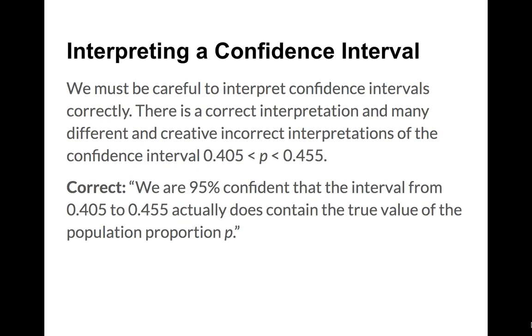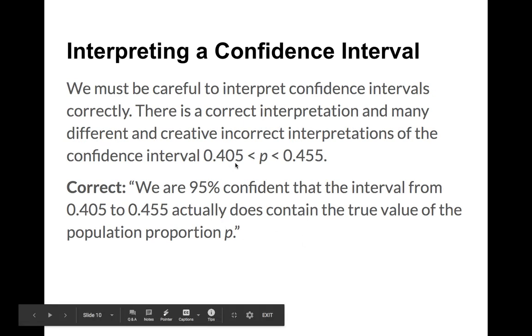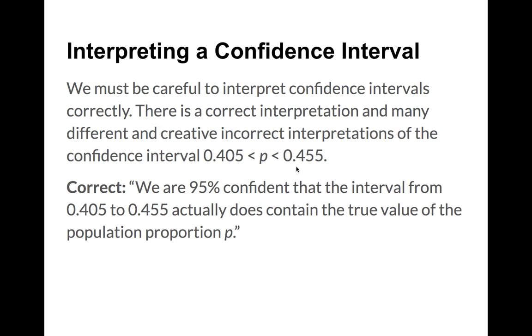All right. Now, let's real quick take a break from all this, and we're going to talk about how we interpret this. So let's say, for instance, that I have a confidence interval for my population proportion that is 0.405 is less than the population proportion, which is less than 0.455. A good way to interpret this at a 95% confidence level would be to say that we are 95% confident that the interval from 0.405 to 0.455 actually does contain the true value of the population proportion P.